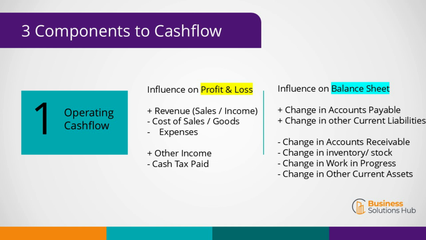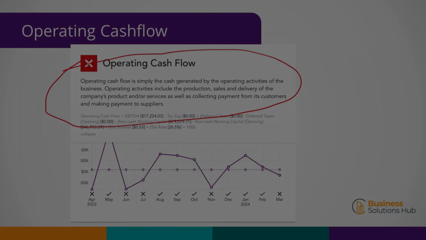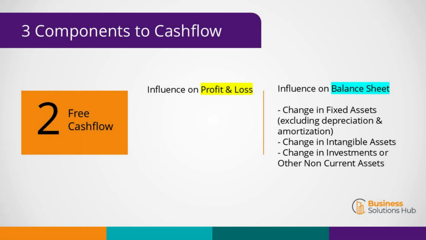But then there's a few other components that go through the balance sheet. So, change in accounts payable. In other words, as you've received cash in, your accounts payable goes down, or the other way around. Again, change in current liabilities in terms of what you owe. Change in accounts receivable, changes in your stock levels if you carry stock, changes in work in progress, and change in other current assets. So all of those components make up what your operating cash flow dollar number looks like.